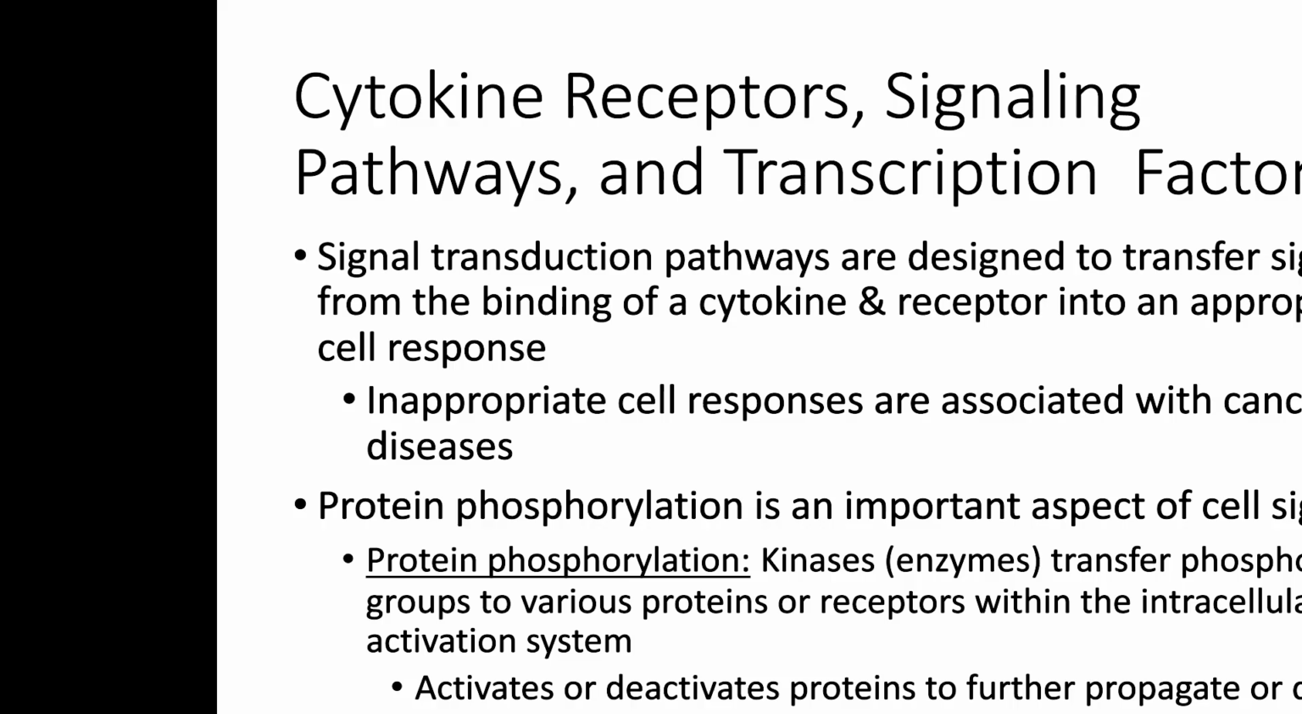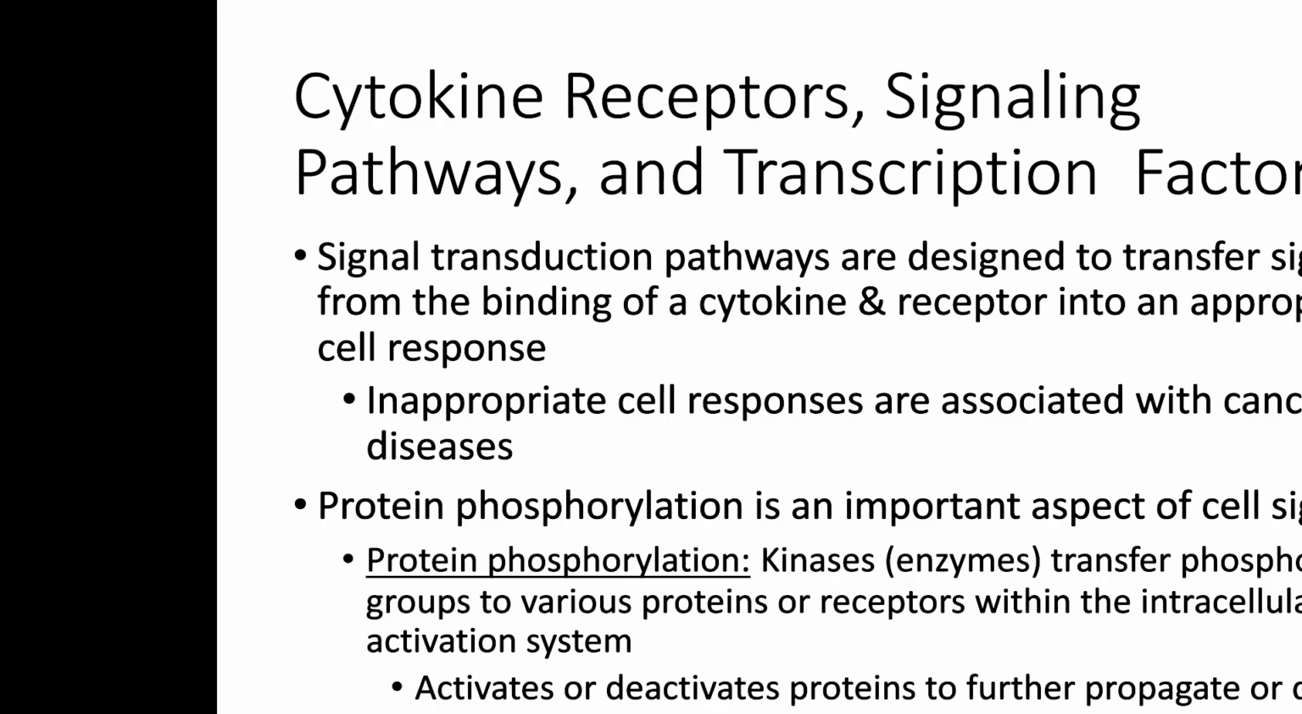I'm not going to go super deep into this. I'm assuming that you are going to be a med tech because this is what the course was designed for. But basically, once that cytokine binds to that receptor, it's going to start a pathway. That pathway is fueled by protein phosphorylation, which is basically the process of transferring phosphate groups over to the proteins or receptors within that cascade. When that happens, that phosphorylation will either activate or deactivate proteins, which will either help propagate or dampen the original cell signaling.